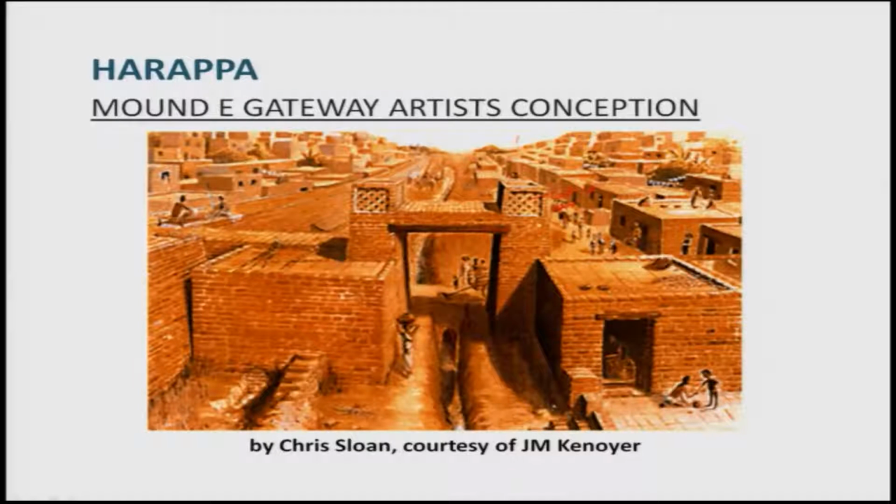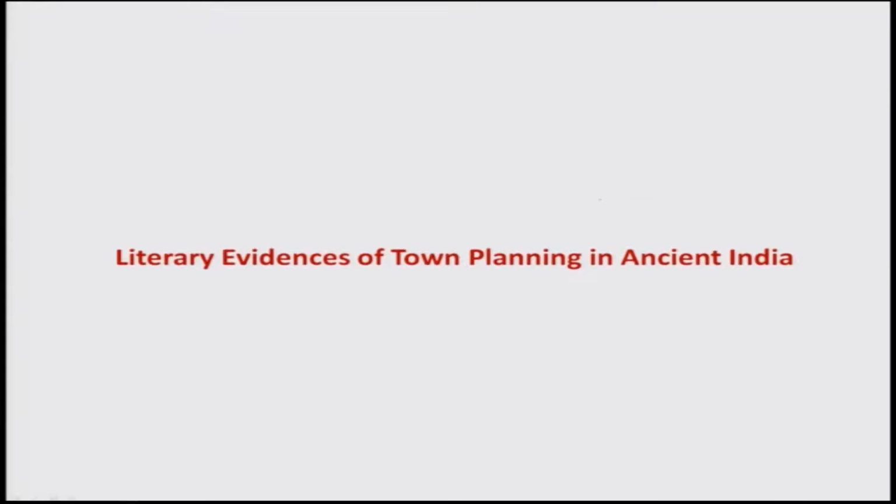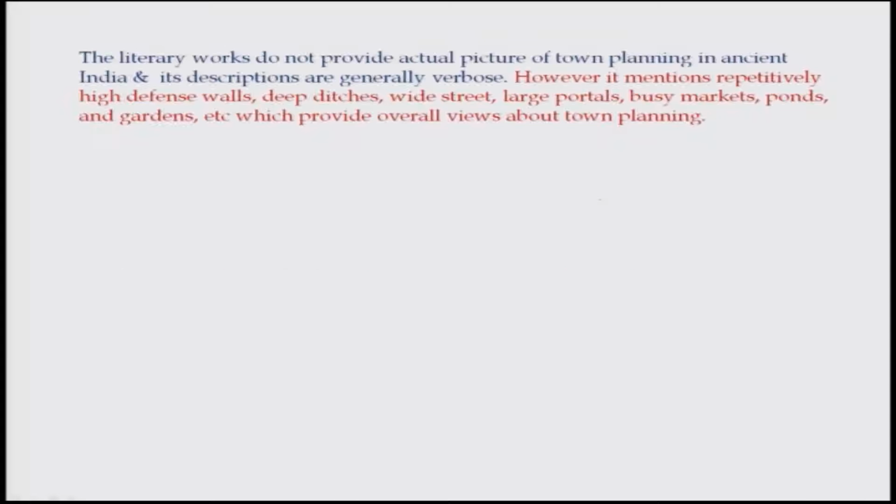So till now we have looked at the town planning in the Harappan, and similar features are there in other sites like Mohenjo-daro and several other sites. I will not be discussing it, but now we will be looking at the literary evidence of town planning in ancient India. I will be just touching upon it, because of paucity of time, and also it cannot be covered exhaustively.